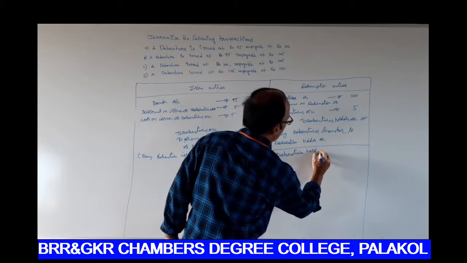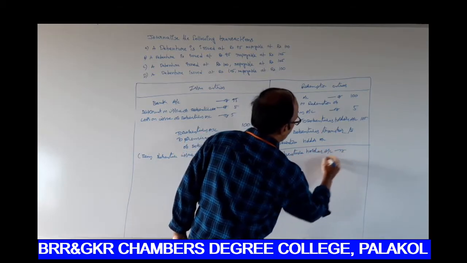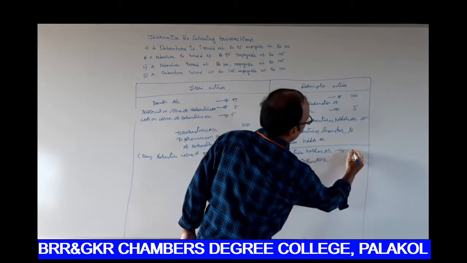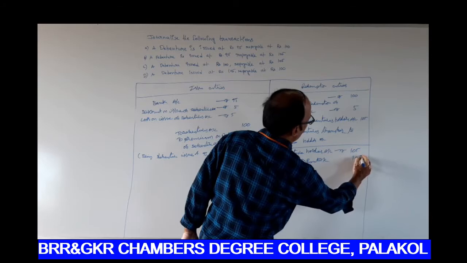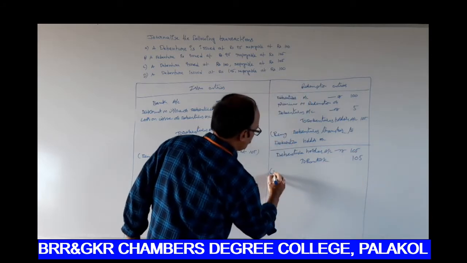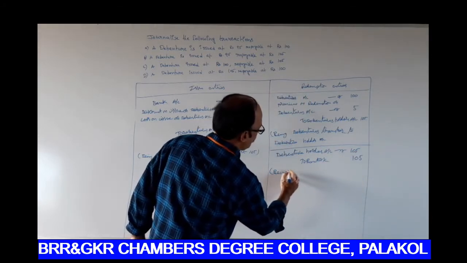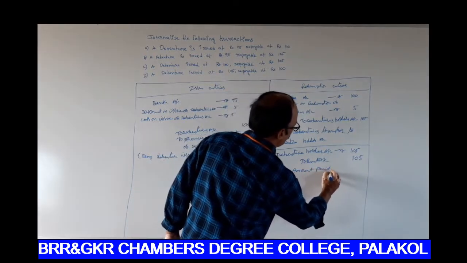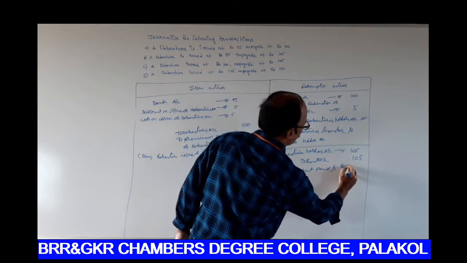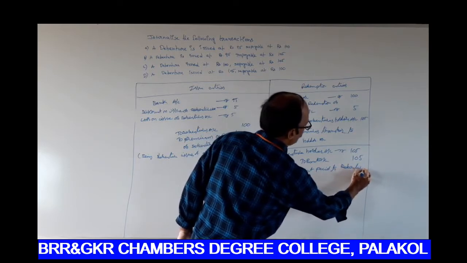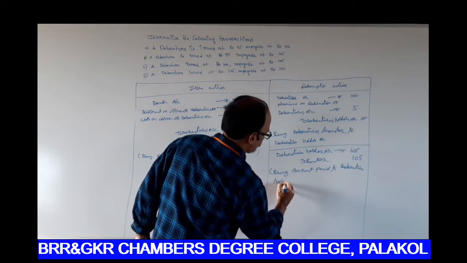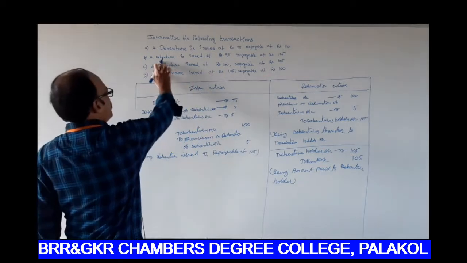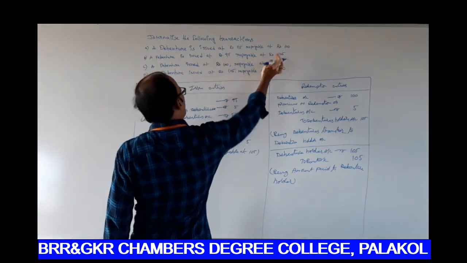Debenture holder account debtor to bank account 105, being amount paid to debenture holder. Okay. A debenture is issued at 95, repayable at 105.